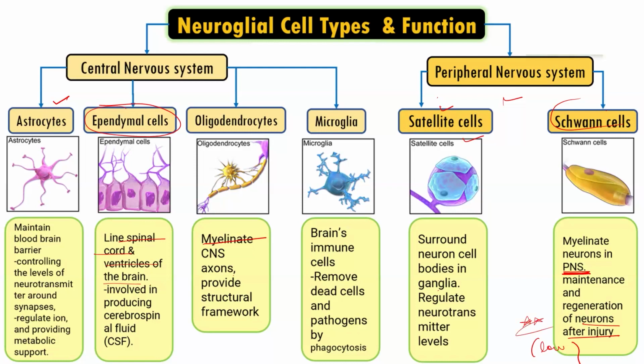One very important thing that we need to remember is that in the CNS, the function of oligodendrocytes is to myelinate the neurons of the CNS, while the neurons of the peripheral nervous system are myelinated with the help of the Schwann cells. So both oligodendrocytes and Schwann cells perform myelination, but oligodendrocytes myelinate the neurons of the central nervous system, while Schwann cells myelinate the neurons of the peripheral nervous system.